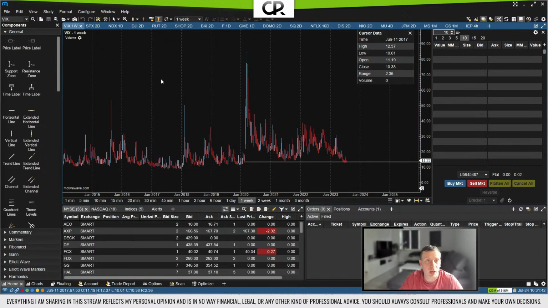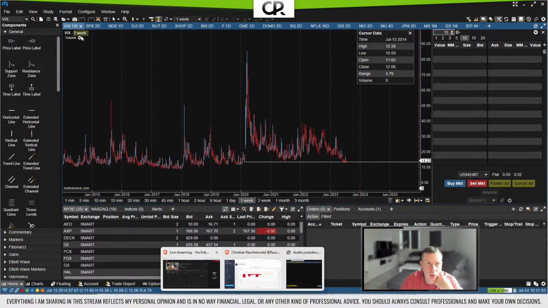Now here we have Motive Wave and we're looking at the VIX, so basically the volatility index, that has like a new low. Not that relevant right now, it's just where we start off here.